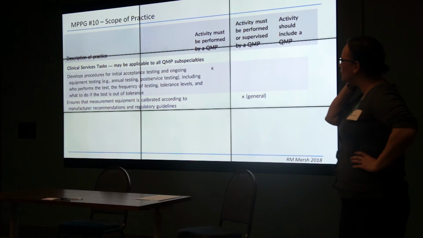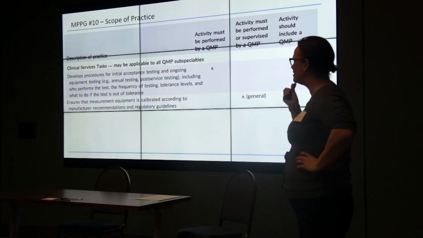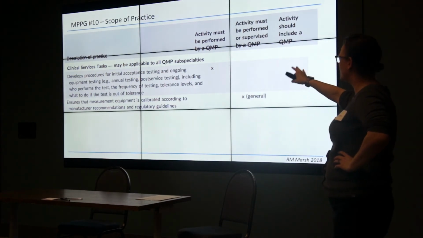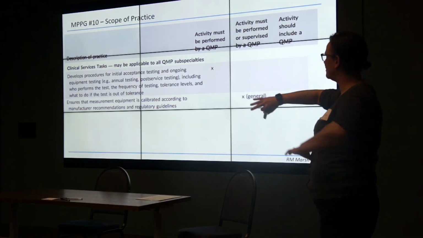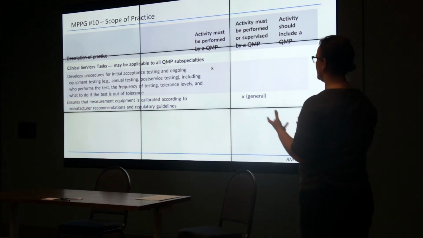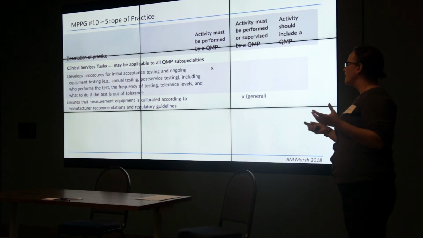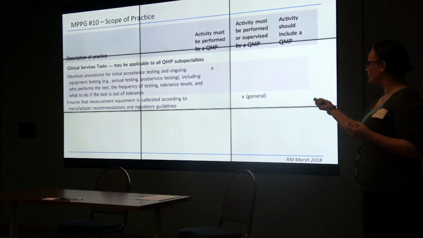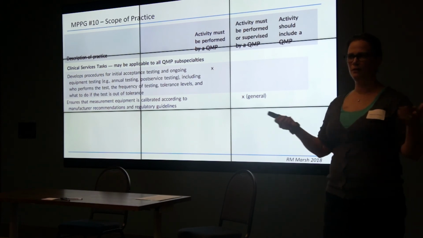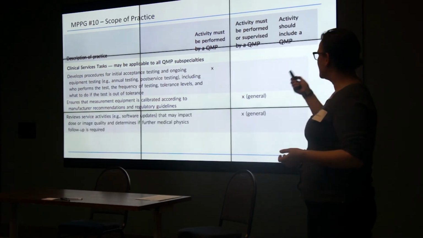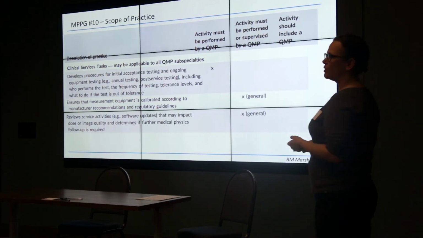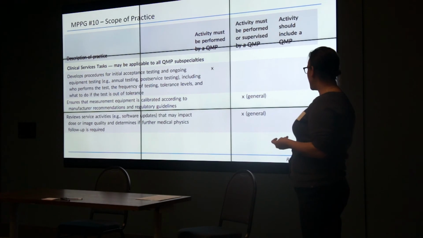Okay, so this is where we got into more discussion. It goes into clinical service tasks. There are things that are fairly general. The first one is a catch-all for developing procedures and overseeing how things should be done overall. But then we get into ensures that measurement equipment is calibrated according to manufacturer recommendations. Well, yeah, somebody's got to be doing that, but who's ultimately responsible? That was a little bit less controversial. Reviews service activities and determines if more medical physics follow-up is needed.